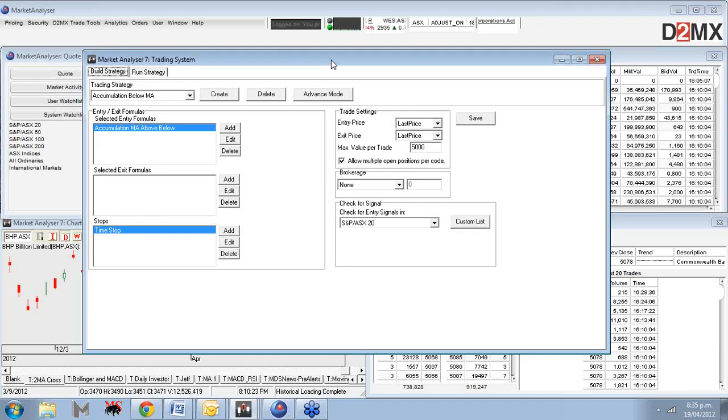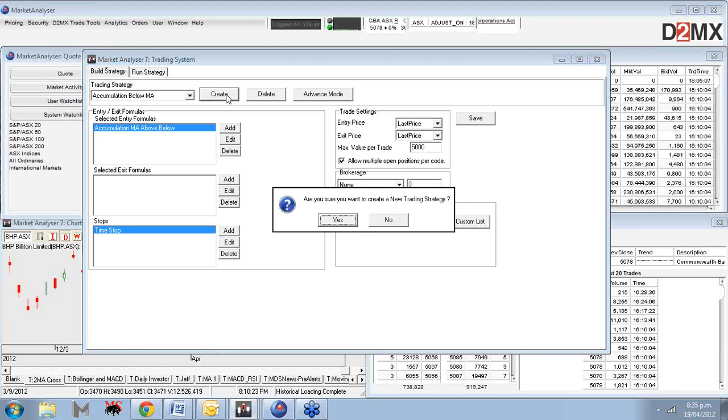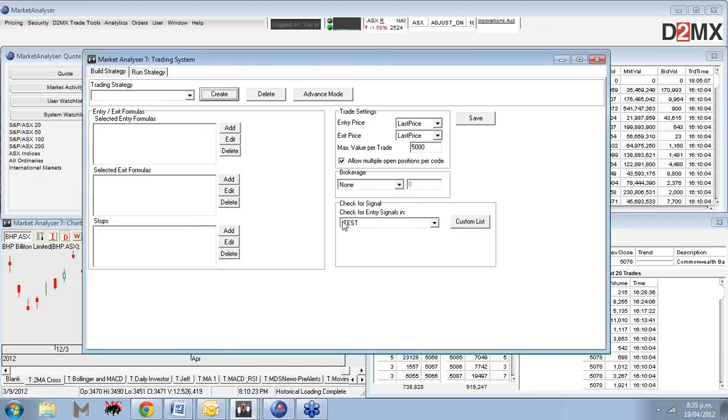Very, very powerful system to test your ideas to determine whether they work. And we'll step you through setting up just exactly what we talked about, a MACD crossover, and how to find out whether that would work as a trading system in its own right. To create a new system, click on the button Create, and you get a message, are you sure you want to create it? Say yes, and we now start with a blank screen.